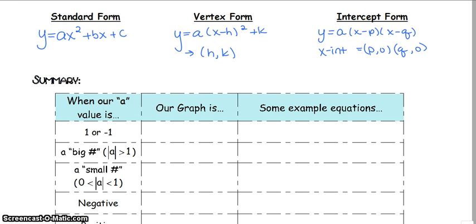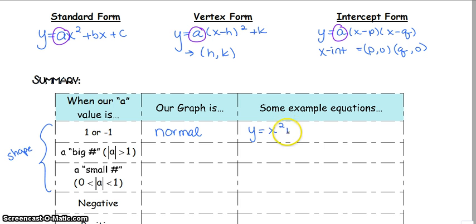When we look at all three, we notice that all of them still have that a value. Your a value is still going to tell you the shape and the orientation of the graph. So if your a value is a 1 or a negative 1, so these first three we're going to be talking about the shape, then you are going to have a normal shaped graph. So it could be y equals a positive 1x squared plus 2, or it could be a negative x squared. It does not matter how many other pieces are with it, what matters is the fact that it's either a positive 1 or a negative 1. That a value is going to tell you a normal shape.